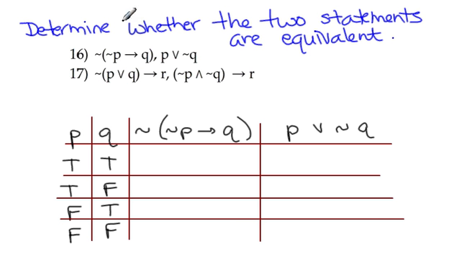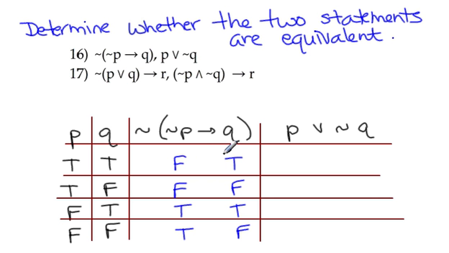I've already gotten it started where we have our 4 different cases. And then I've written both of the statements. So let's find and fill in the truth table for this first statement. And to do that, I begin with negation of P. So that would be false, false, true, true. Q is going to be copying that column down exactly, true, false, true, false.